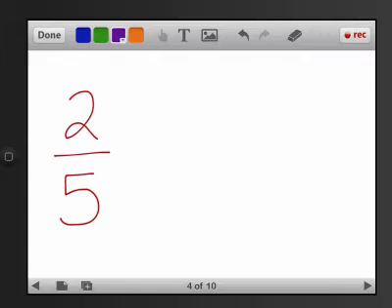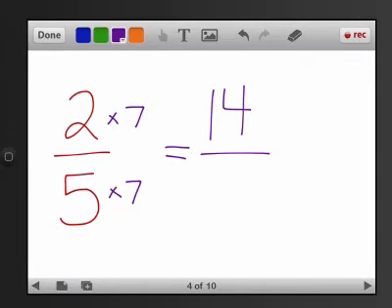2/5. Find an equivalent fraction. I multiply the numerator and the denominator by the same number. Let's take the number 7. Any number you feel like doing would work. I could take the number 123 if I wanted to. Of course, I probably can't do that in my head, so I might not want to go that high. 2 times 7 is 14. 5 times 7 is 35. So 2/5 is equivalent to 14/35.